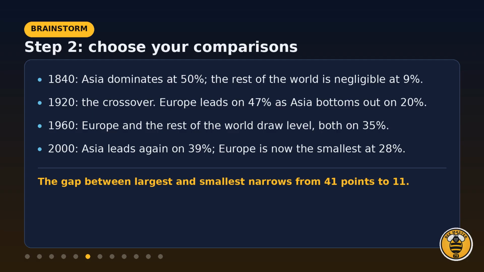In 1960, Europe and the rest of the world draw level, both on 35. And by 2000, Asia leads again on 39, while Europe has become the smallest group. The gap between the largest and the smallest region narrows from 41 points to just 11.